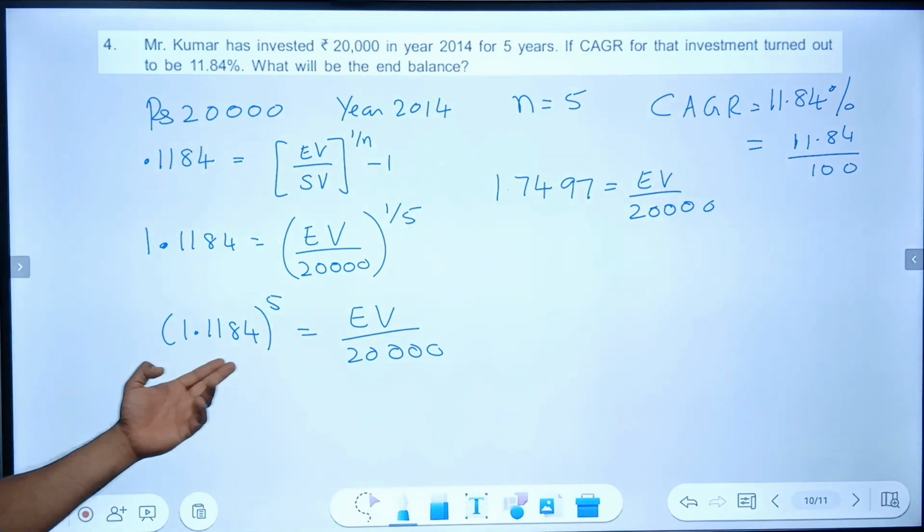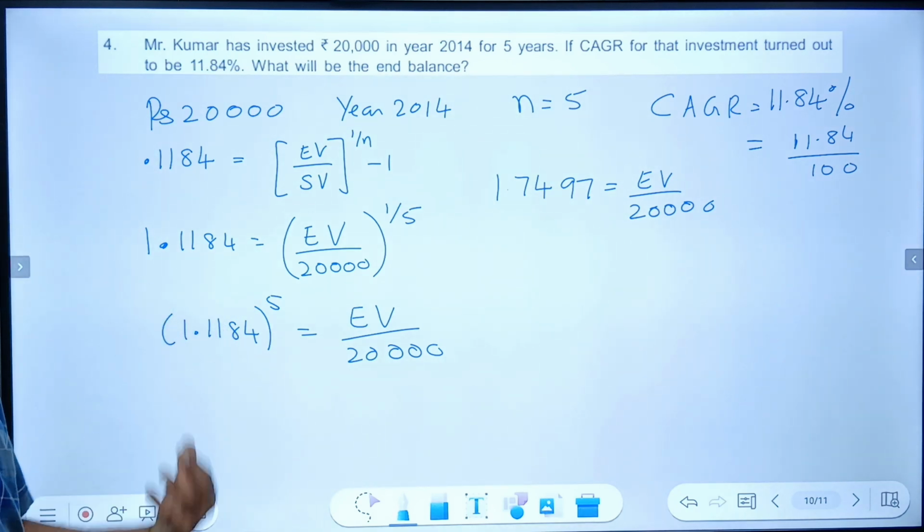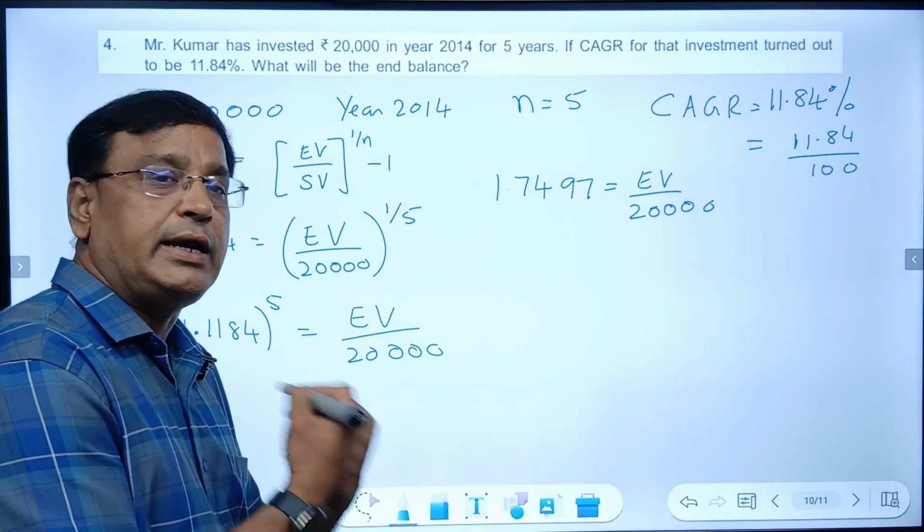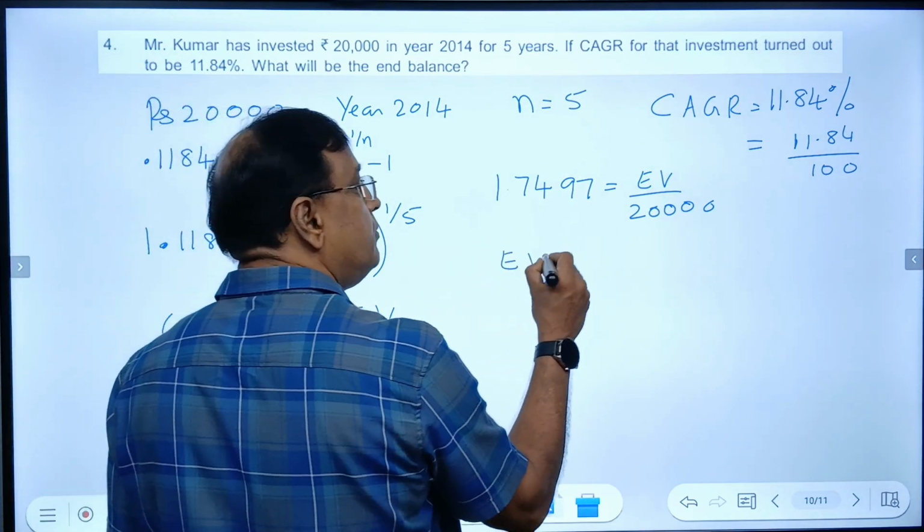Easy to use calculator logarithm. Take the log, divide and multiply by 5, then take the anti-log. Or this value will be given. If it is not given also, it is not at all difficult to calculate. So what is the ending value?